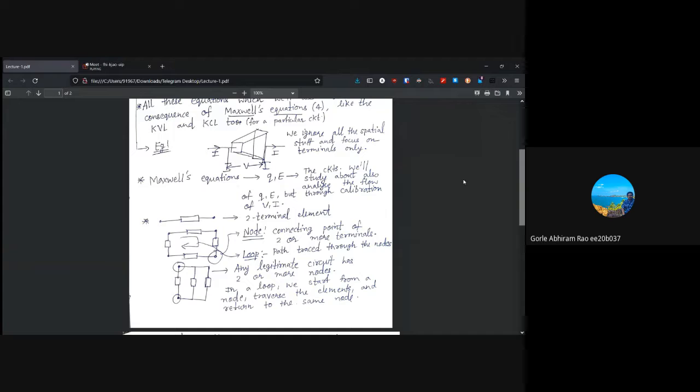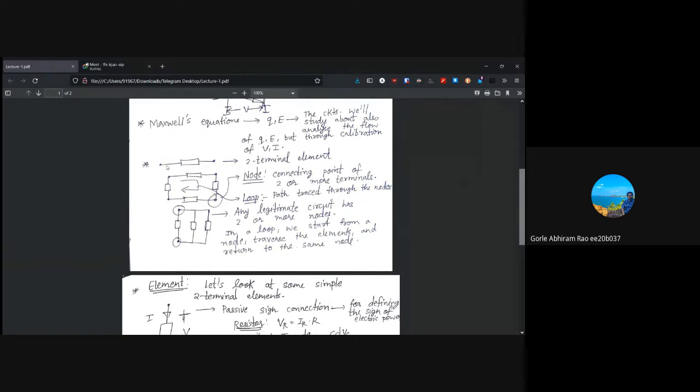And in Maxwell's equations, we mainly describe the flow of charges and fields. So instead of directly describing the flow of charges and fields in circuits, we'll try and analyze the flow of charges and fields by calibrating the voltage and current for that circuit element. I mean, the voltage across the element, or the current that is flowing through the element. So by calibration of V and I, we'll analyze how the flow of charges and fields is happening in the circuit.